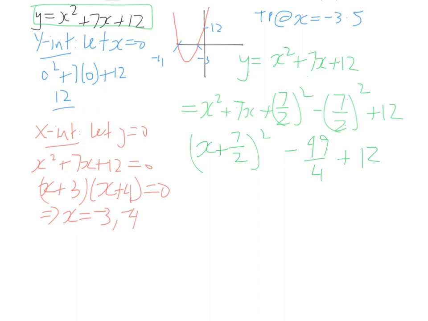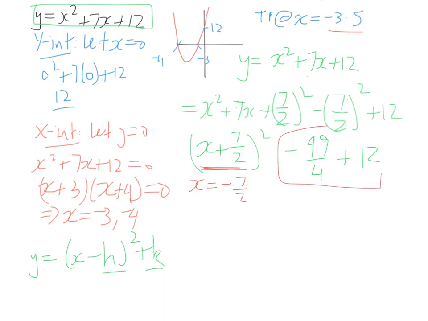So here, as we've seen before, if we have y equals x minus h all squared plus k, this tells us the coordinates of the turning point. So our turning point is going to be, because of this, x is going to equal -7 over 2, which is 3.5. Now we've got to find the y coordinate of the turning point, which we find with this part here. So I'm going to work with that now.